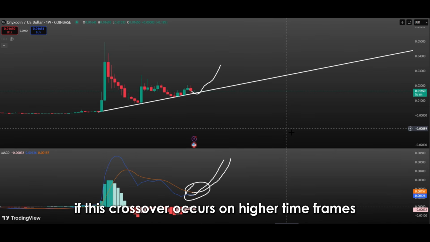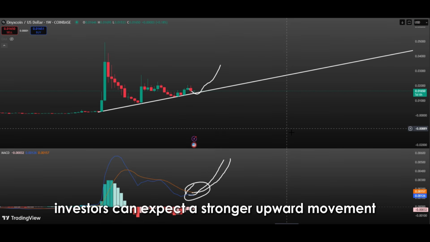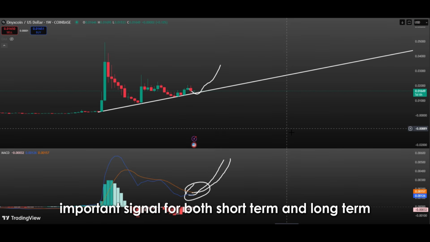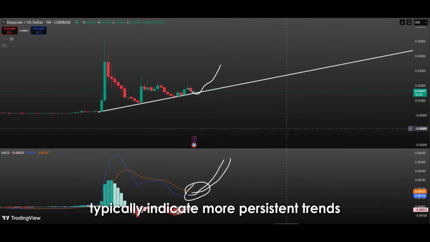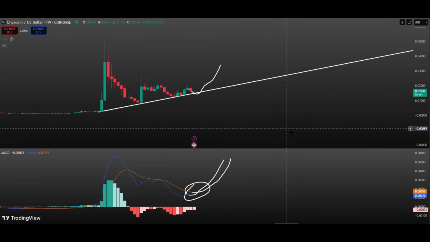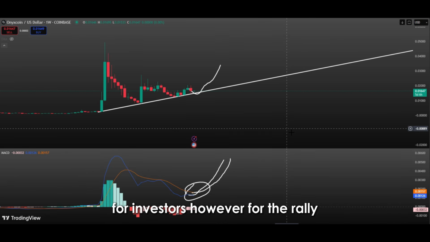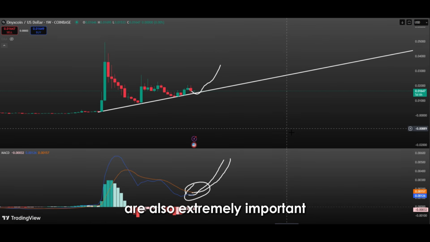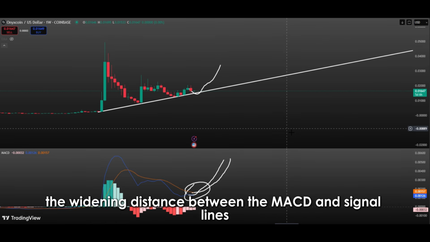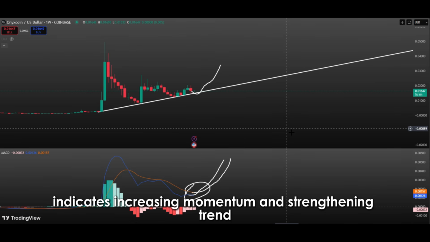If this crossover occurs on higher time frames, 4-hour, daily, weekly, investors can expect a stronger upward movement. This situation becomes an important signal for both short-term and long-term investors, as MACD crossovers on these timeframes typically indicate more persistent trends. The occurrence of an upward MACD crossover generally represents a buying opportunity for investors. However, for the rally that follows to be sustainable, volume support, alignment with other indicators, and overall market sentiment are also extremely important. The widening distance between the MACD and signal lines over time indicates increasing momentum and strengthening trend.